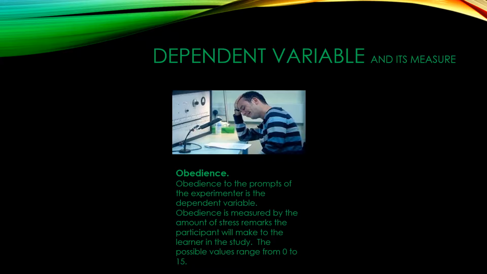The dependent variable of this study is the obedience of the participant to the prompts of the experimenter. Obedience is measured by the amount of stress remarks that the participant will make to the learner in this study. The possible values range from 0 to 15.